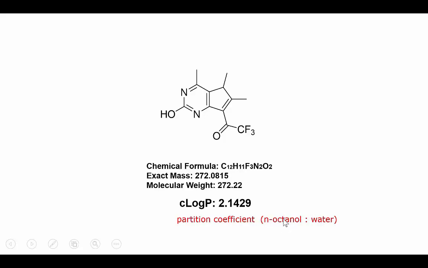Octanol is a hydrophobic solvent. That's why a higher log P value means the molecule is more and more hydrophobic. Now see the calculation here. All of this information you can get from ChemDraw.